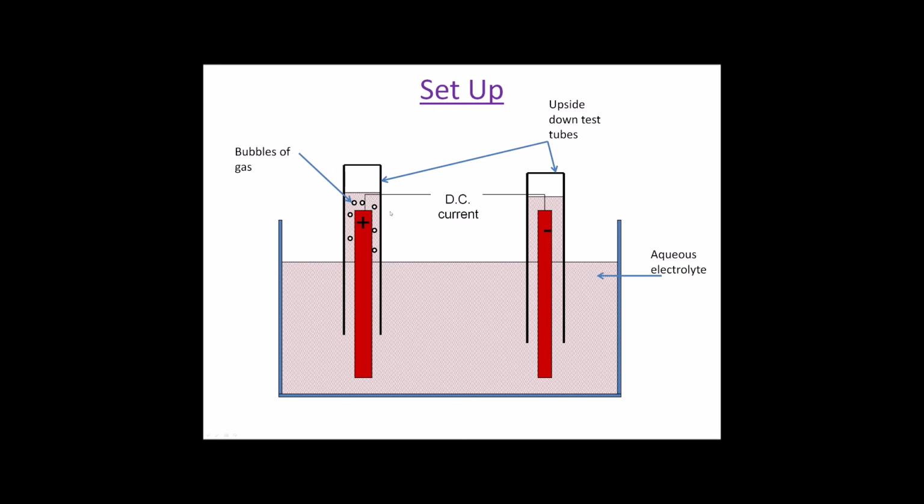You can see bubbles of gas here. You're always in these experiments at the anode going to get gas bubbles. You may also get them at the cathode, but it depends on what you're doing. So bubbles of gas are going to come up. They'll rise up and they'll push the liquid out of the test tube and gradually fill up the test tube with gas, and that's a good way of capturing it.